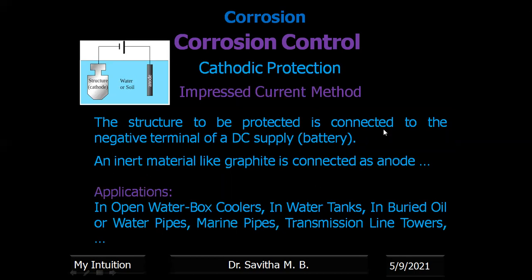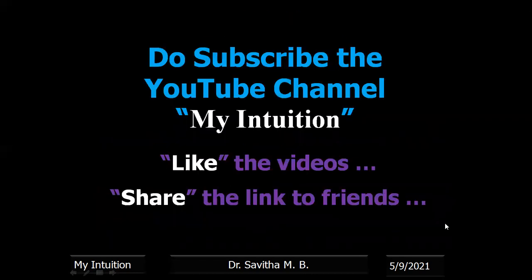The general anode taken is carbon. Okay, now as for application, it is used in many water tanks, buried oil or water pipes, marine pipes, transmission line towers, etc.